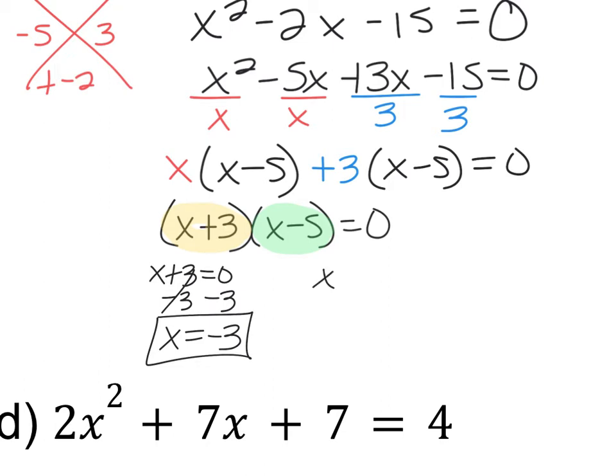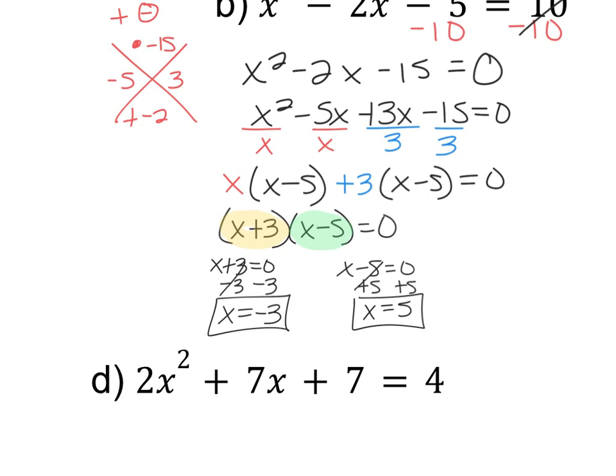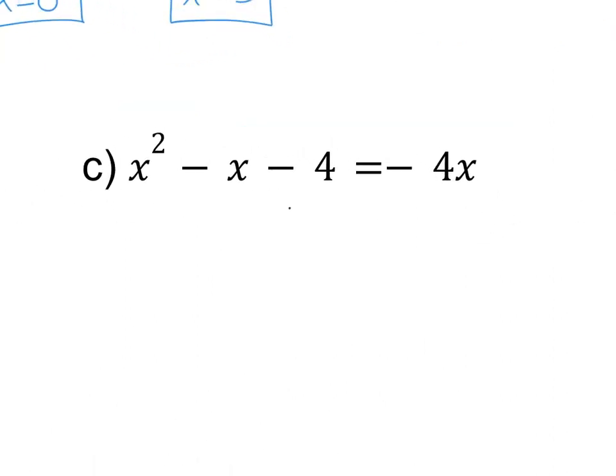Okay, and then the other piece, x minus 5 equals 0. Add 5, x equals 5. Okay, let's do another one.